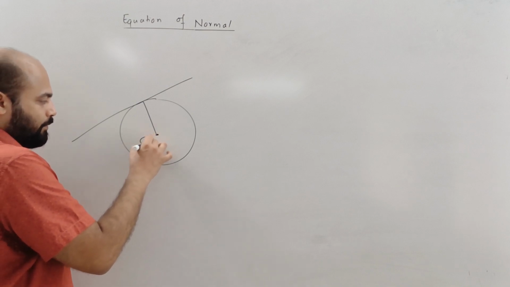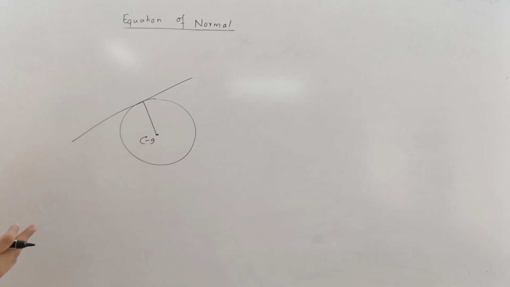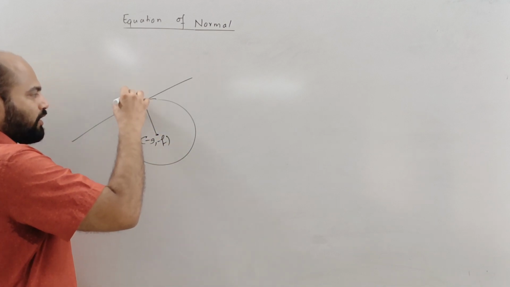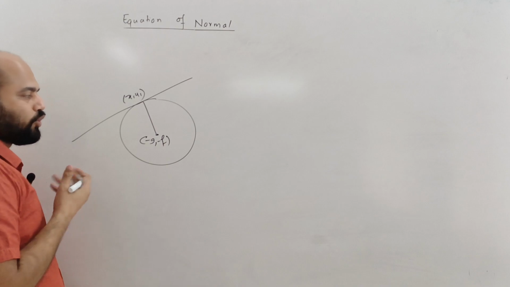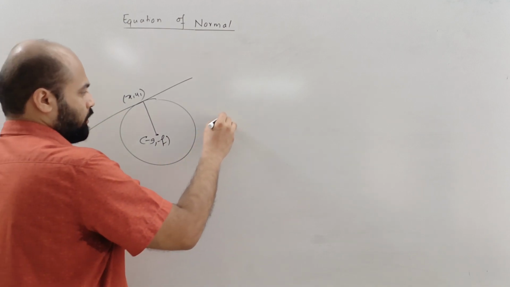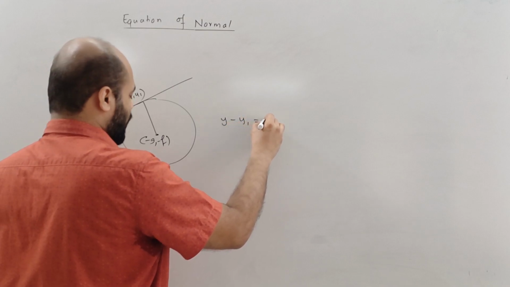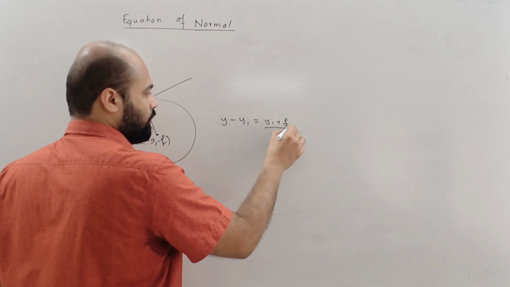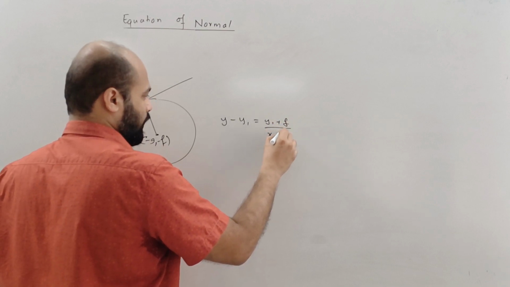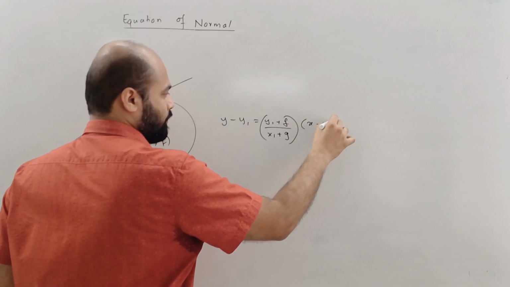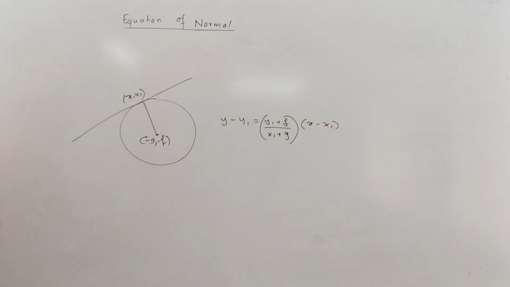So let's say, instead of taking x square plus y square equals to a square, let me take the center as minus g comma minus f. And this point is some x1, y1. So we can surely write the equation of the normal given that the slope is there with us. So y minus y1 equals to m, and m is definitely going to be y1 plus f by x1 plus g, into x minus x1. This is the equation of the normal.